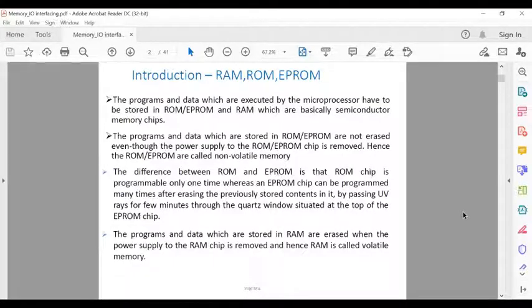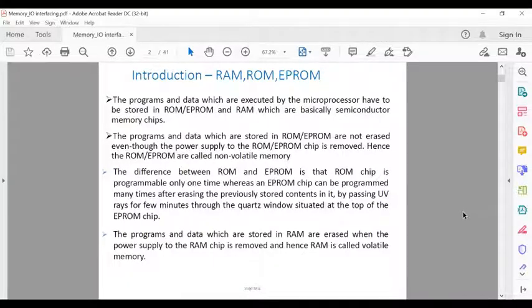Now the difference between ROM and EPROM. EPROM means erasable programmable read-only memory. So what is the basic difference between ROM and EPROM? The ROM chip can be programmed only once, but an EPROM chip can be programmed many times after erasing the previously stored contents.